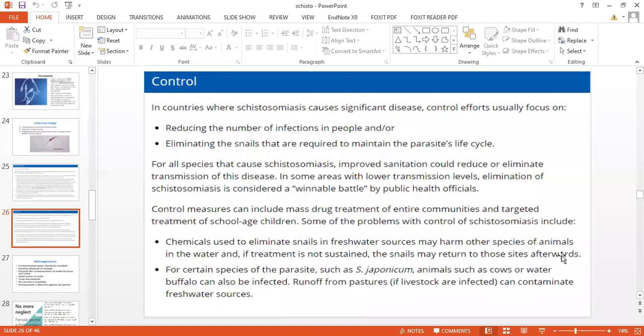Some of the problems with control of schistosomiasis are these. Number one, chemicals used to eliminate snails in freshwater may harm other species in the water. Or, for certain species of parasite, such as Japonicum, animals such as cow or water buffalo can also be infected, and runoff from pastures can contaminate freshwater sources.